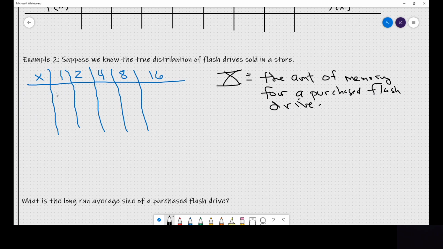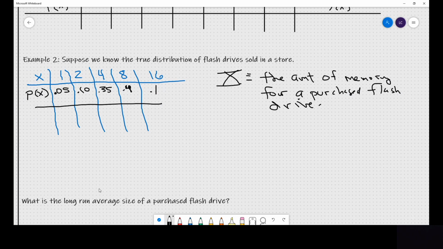What we're saying is we know what the true value is, and we're going to say this is 5% of the time people buy 1 gigabyte, 10% of the time they buy 2, 35% of the time they buy 4, 40% of the time they're going to buy, yes, and that is an 8. And then 10% of the time they're going to buy 16. So it looks something like this. This is P of X. And these are the probabilities that go along with that.